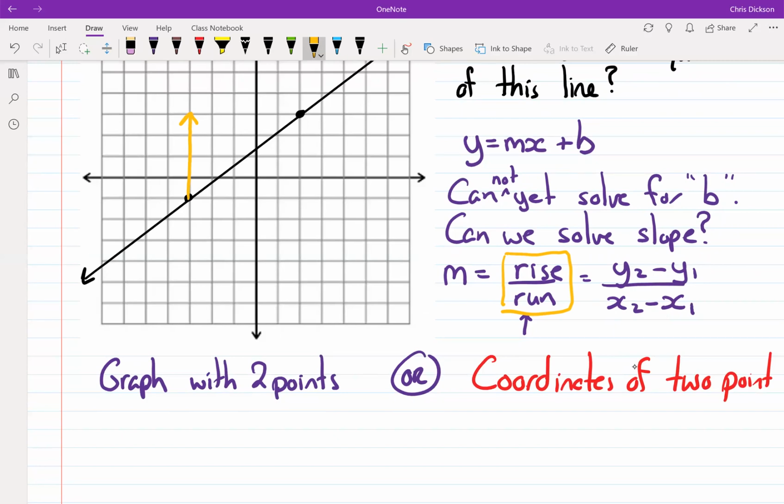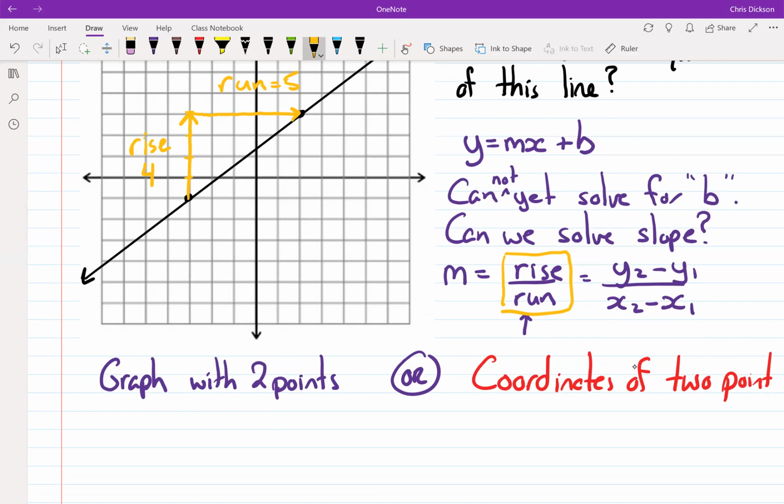And I'm just going to count how much I went over by or up by. So I went up 1, 2, 3, 4. So my rise is 4. So I rose 4 points. And then my run would be 1, 2, 3, 4, 5. So I have a run equal to 5.